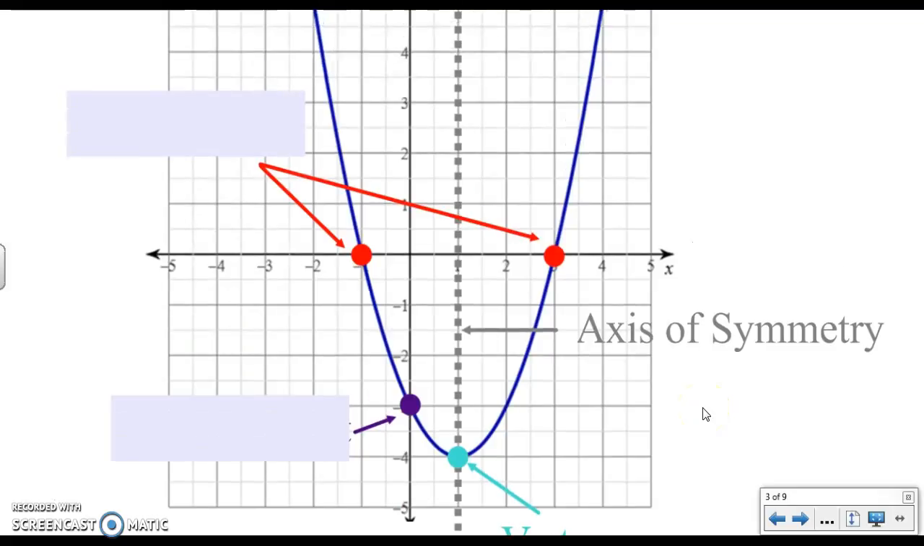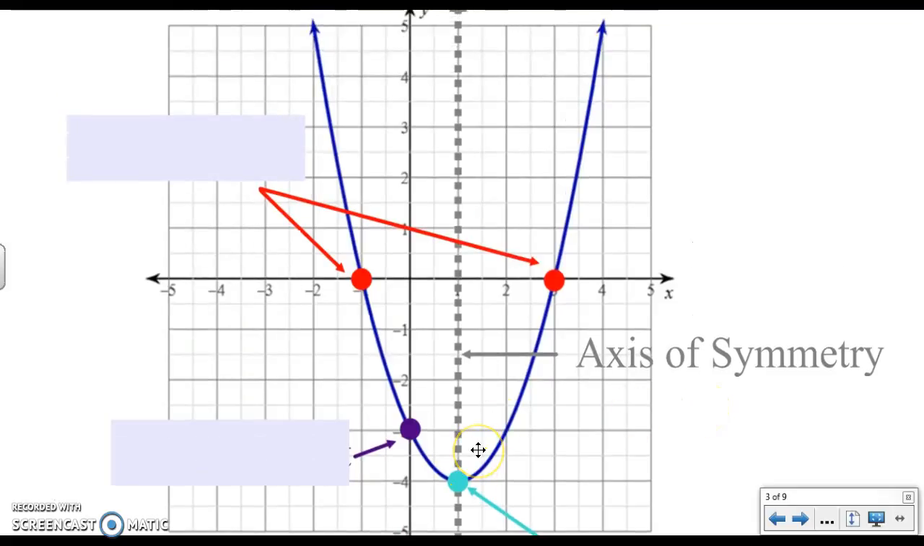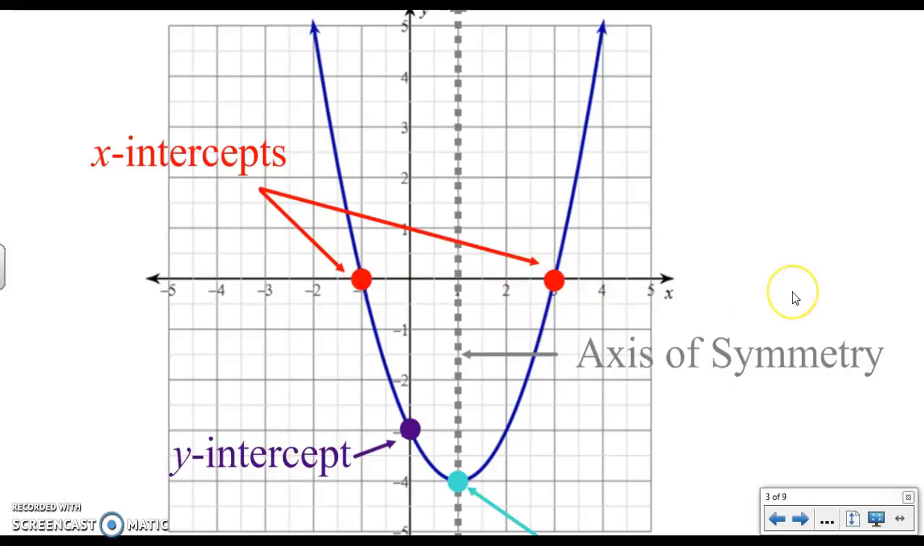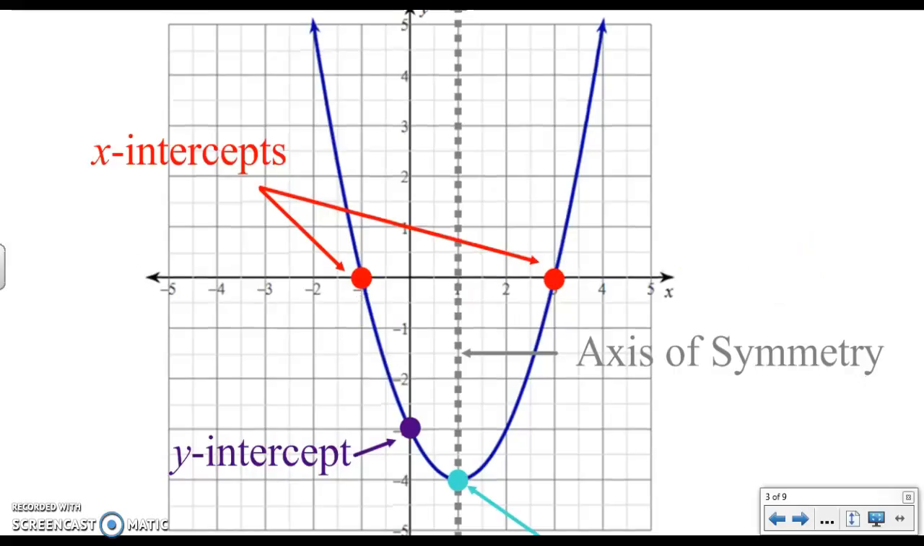Two other key features that you'll need to identify that you've already learned. The first is a y-intercept, and remember we used y-intercept when we graphed our lines, so that was always our b. And then our x-intercepts are here. Notice we have 2 here. For your x-intercepts, it's possible that you have 2, 1, and sometimes 0, so make sure you pay attention to that.